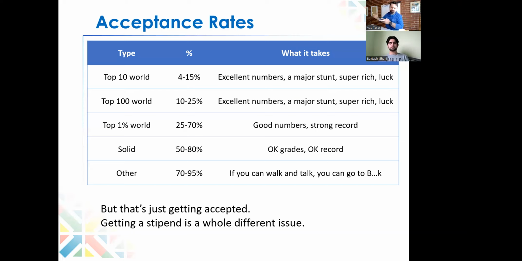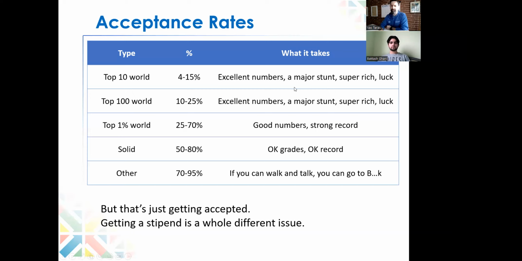Maybe you led some sort of protest, or maybe you were elected to a parliament in your country, or something really, really remarkable. And you may not be super strong academically, but you have something remarkable in your record. Maybe in that case, you would have a chance. But otherwise, it's usually a prerequisite that you have very, very strong numbers.